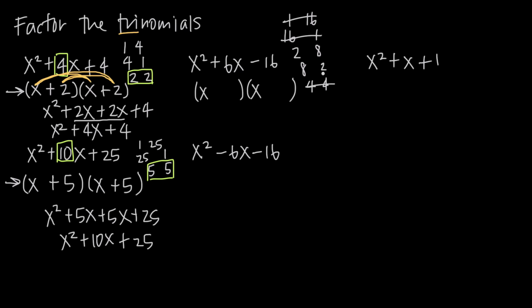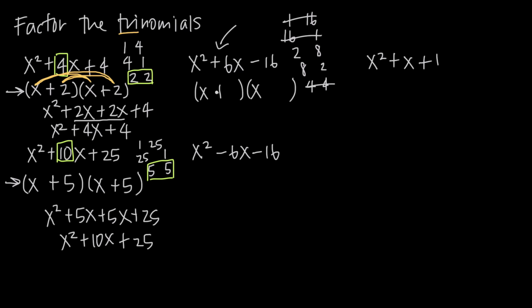But 2 and 8, if we had a positive 8 and a negative 2, we could get to positive 6. And that's the only way we could do it. If we said positive 2 and positive 8 and added them together, we'd get 10. If we said a positive 2 and a negative 8, we'd get a negative 6, but we want this positive 6. The only way we can get to positive 6 is with a positive 8 and a negative 2.